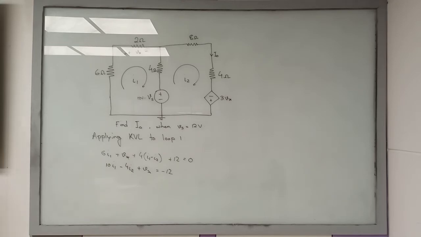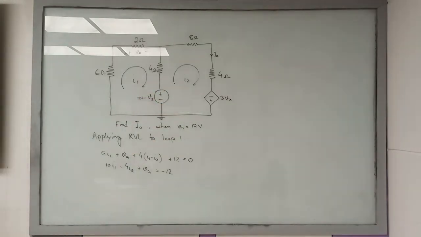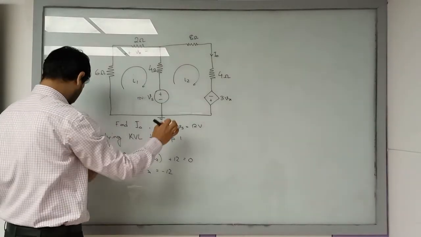And now you have to apply KVL at this loop as well, right? So apply KVL at loop 2.